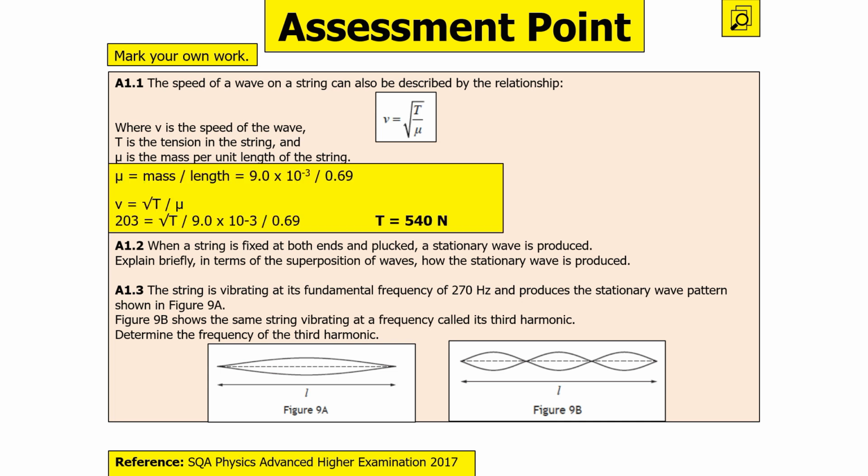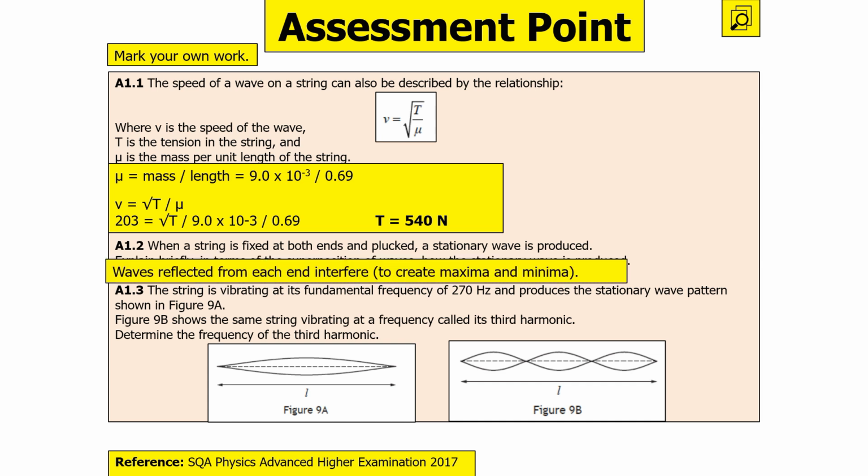Right, in this first one, you can work out mu, or mass per unit length, by doing the mass over the length. We can then pop it into the equation V equals the square root of T over mu. We can therefore work it all the way through, and therefore we get our answer to be 540 newtons. Now, how will you get a stationary wave? Well, the wave is reflected from each end. They're coherent, they'll interfere to create maxima and minima. Now, you've also got to know that for the next question, the frequency of the third harmonic is going to be the third multiple of the first harmonic, which is 270. So it's 3 times 270, so it's 810 Hertz.